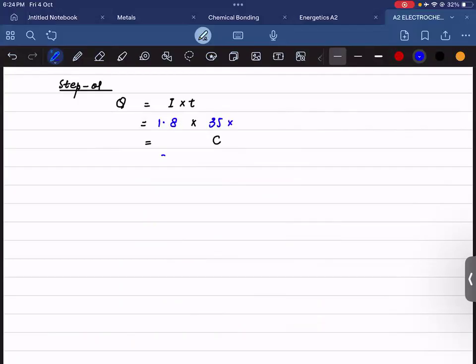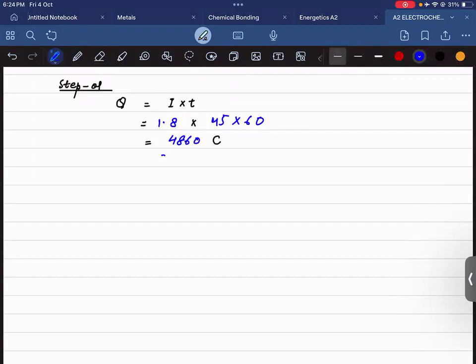So I would be multiplying this by 60. So what answer did you get? 45? No. The time is 45 minutes, not 35. It's 45 times 60. So what's the answer? 4860. Okay, good. This is coulombs.